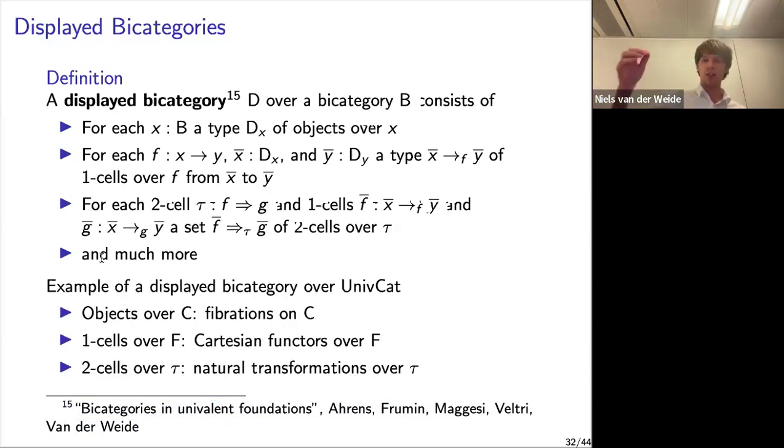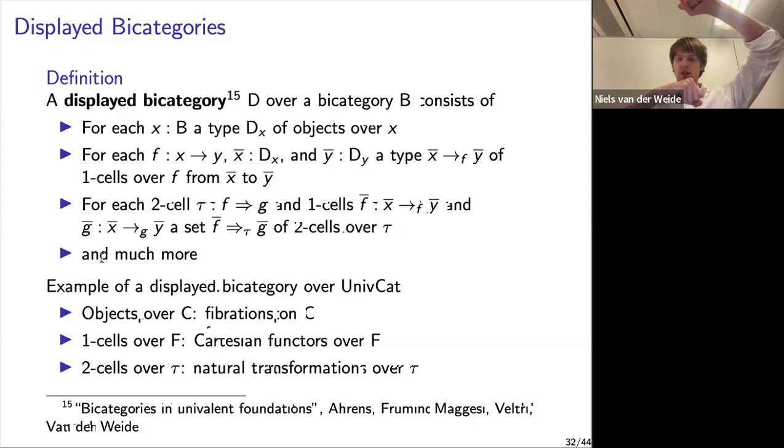One example of a displayed bicategory is given by the bicategory of fibrations. Let's say we start with the bicategory of univalent categories, and we define a displayed bicategory over it. Objects over some category are fibrations on that category. One-cells are Cartesian functors, and two-cells are given by natural transformations. And we can give many more examples; a lot of bicategories can be constructed with a chain of displayed bicategories.